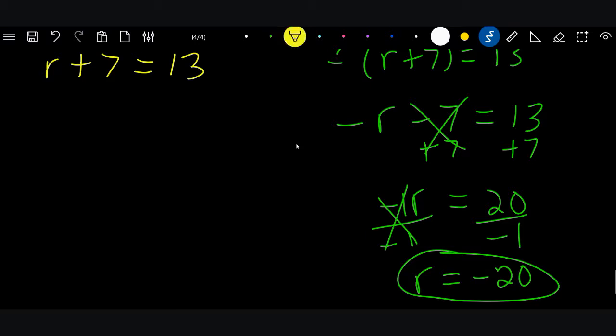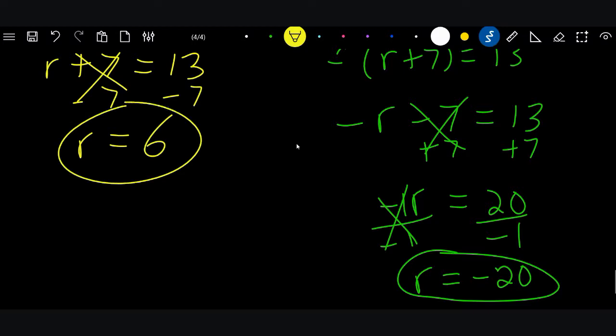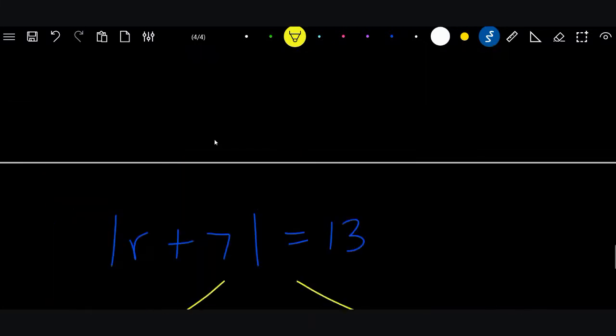And then let's go over here and do the positive side. This one's a whole lot easier. We're just going to go minus 7, and we're going to get r equals, that's going to cancel, and do that right there, and you get what? Okay, r equals 6. All right, so now we have 2 solutions. Remember what I said, we're almost done.